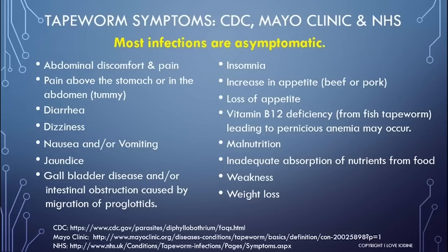Another issue that tapeworms can cause is gallbladder disease, by causing an issue where the proglottids, which are the segments, migrate. They block that bile duct. They can cause inflammation there. Another thing that the proglottids can cause is, when they move around, they can cause an intestinal obstruction. They can maybe ball up. So these are very, very serious things.